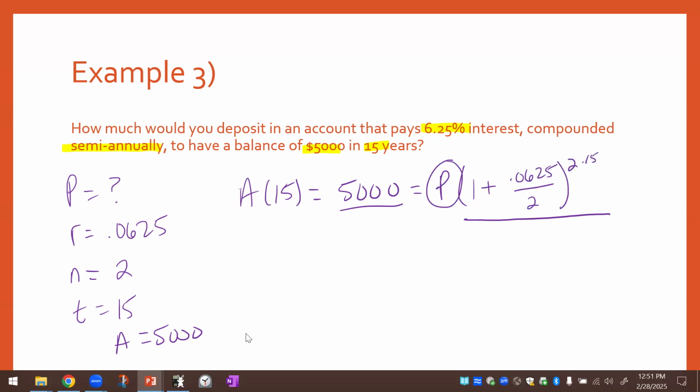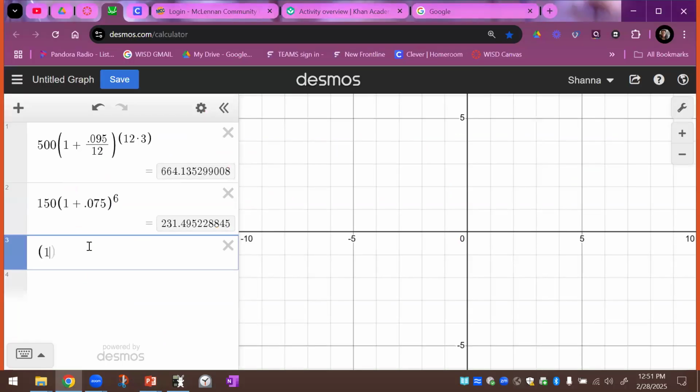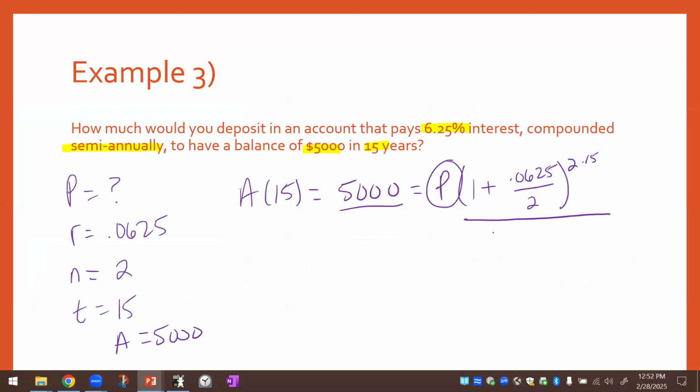So if we did this part, evaluate it, and we're going to divide it on both sides, and we get the value of our P. So I come over here, and I'm going to plug in parentheses 1 plus 0.0625 divided by 2, close parentheses, shift 6, parentheses, 2 times 15. So we end up with 2.5172, right? That's what this equals. That's what we're dividing both sides by. So this will be canceled out, and P would equal whatever that is.